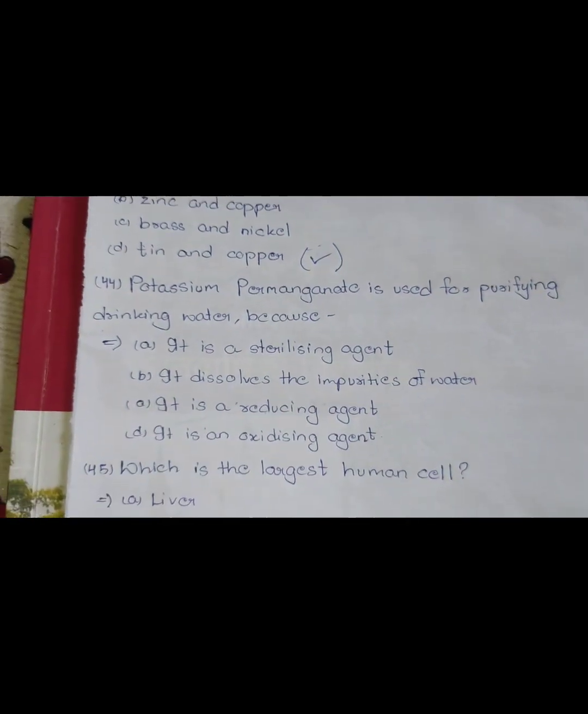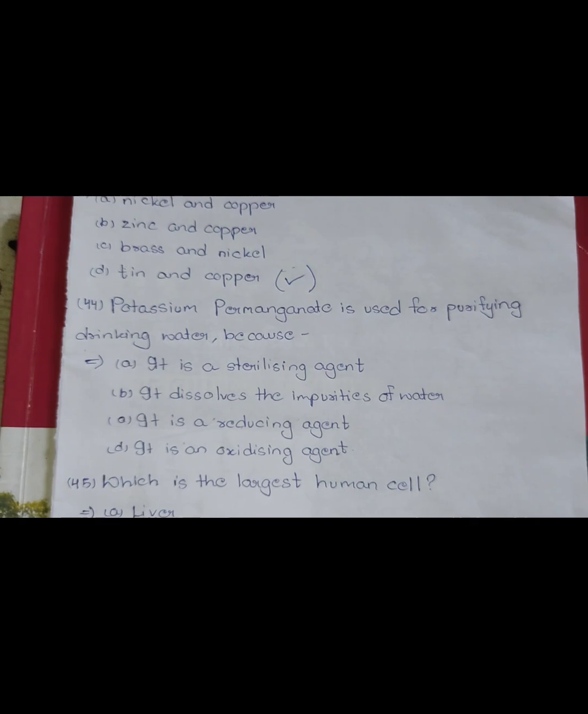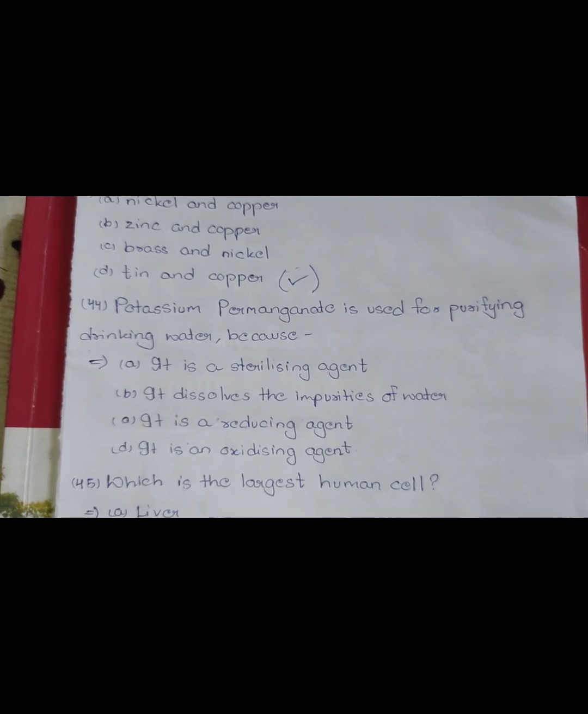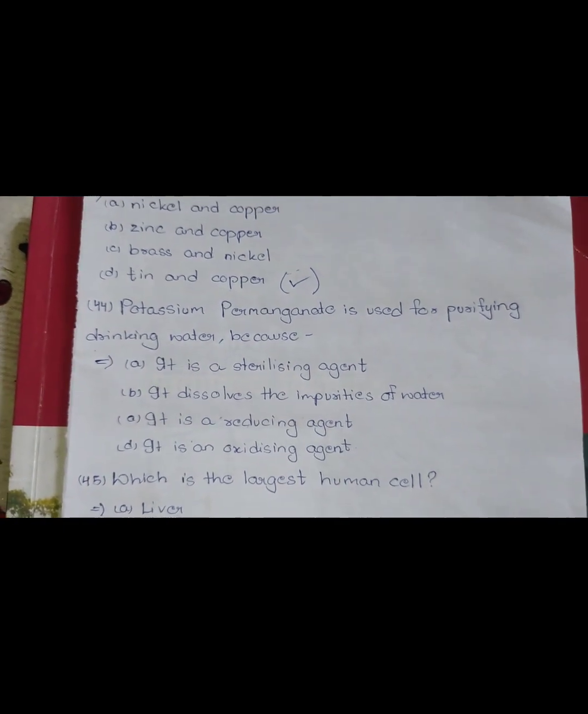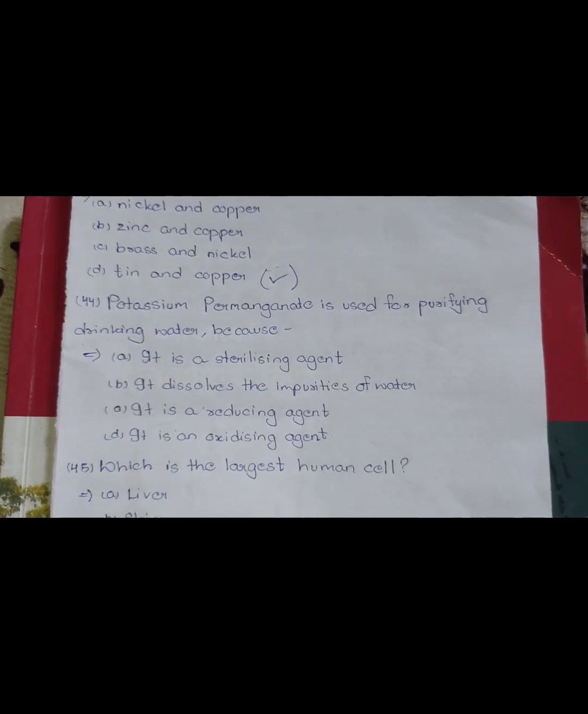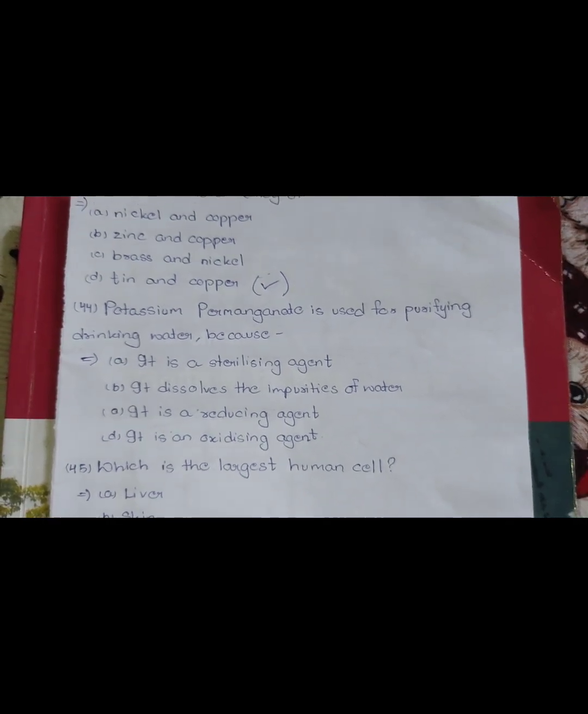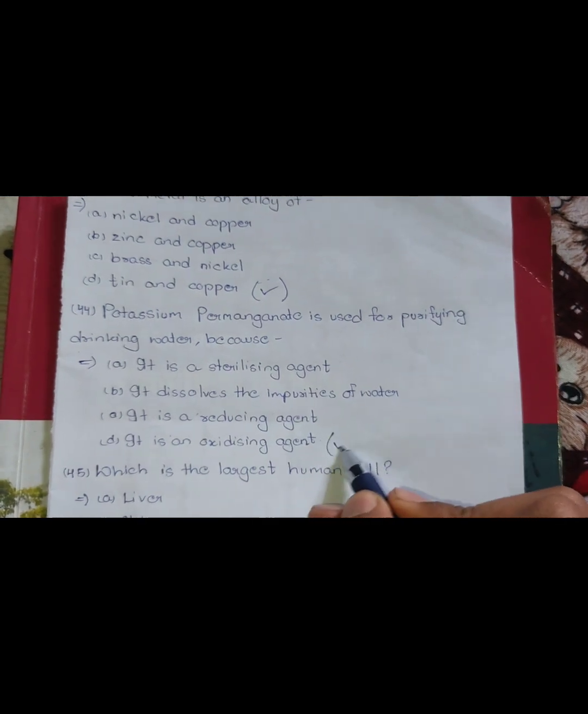Next question. Potassium permanganate is used for purifying drinking water because option A it is a sterilizing agent, option B it dissolves the impurities of water, option C it is a reducing agent, option D it is an oxidizing agent. So the right answer is it is an oxidizing agent.